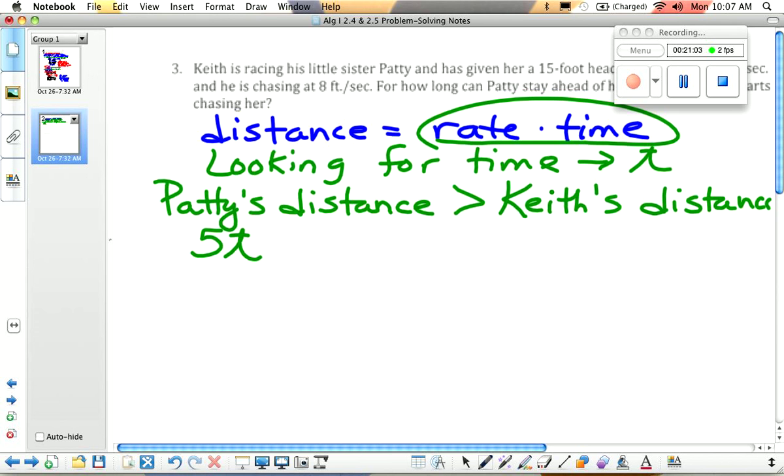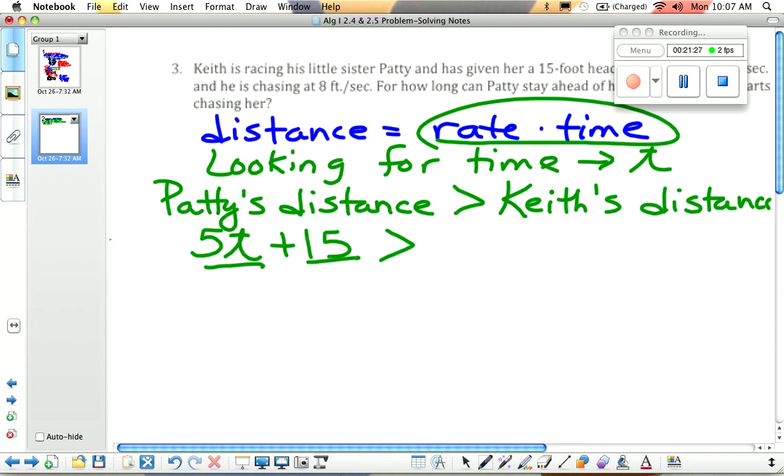But remember, this is distance. Didn't she also get some extra distance added in? Remember, she got a head start. Plus 15. We've got to add in the 15 that she got for her head start. So we want to know when her distance, rate times time plus some distance she got for her head start, has to be greater than Keith's distance.